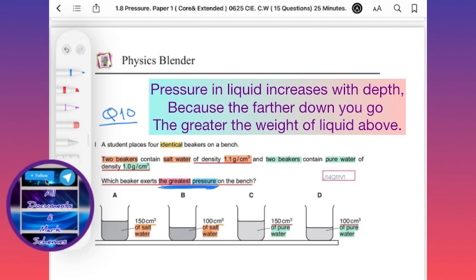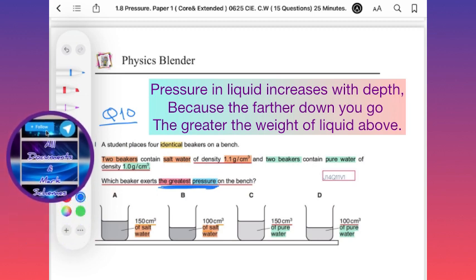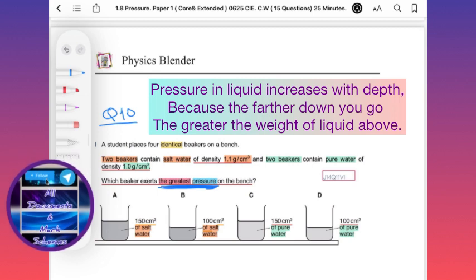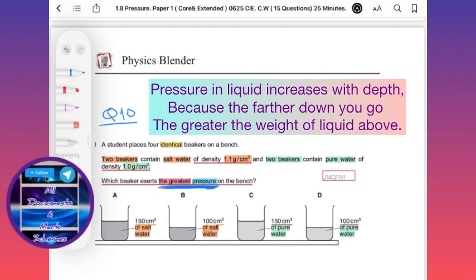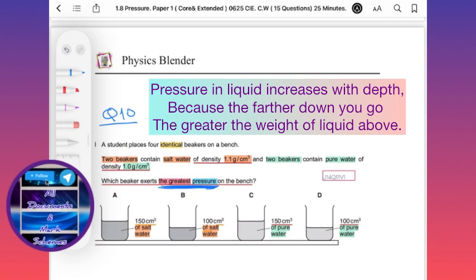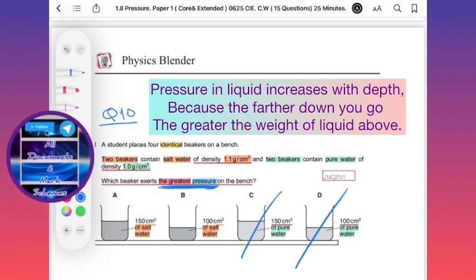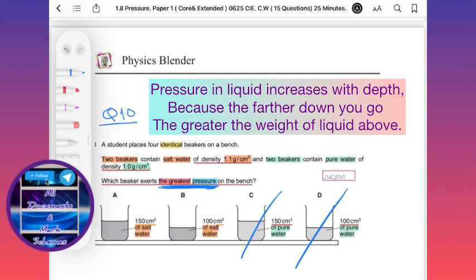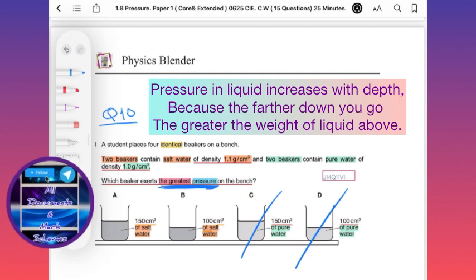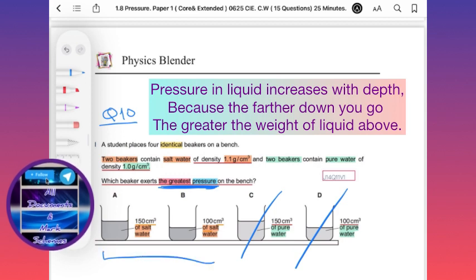Density of seawater, or salt water, is greater than density of pure water. So you have to exclude pure water now because you are looking for greatest pressure. You have to choose between A and B.